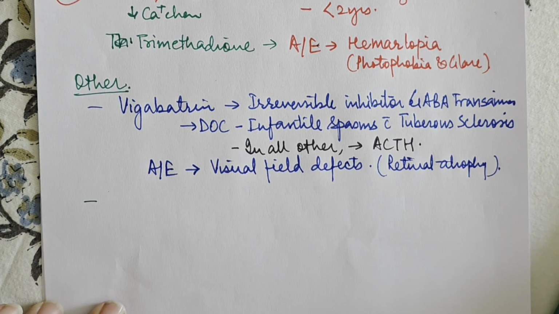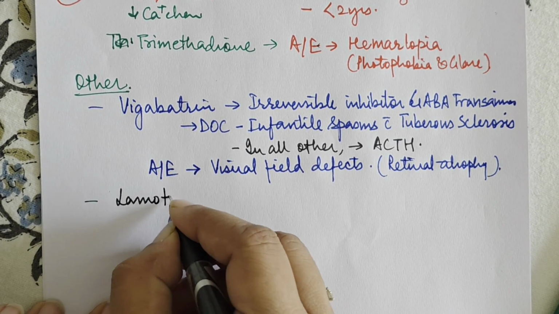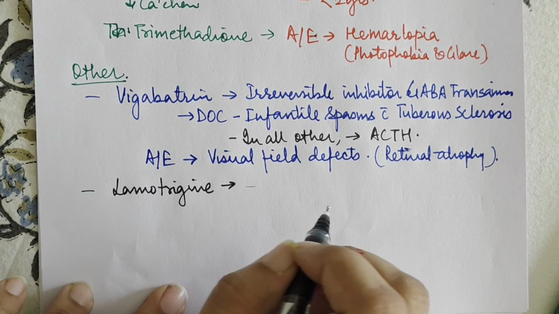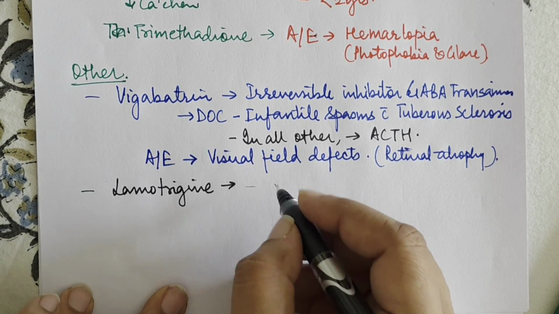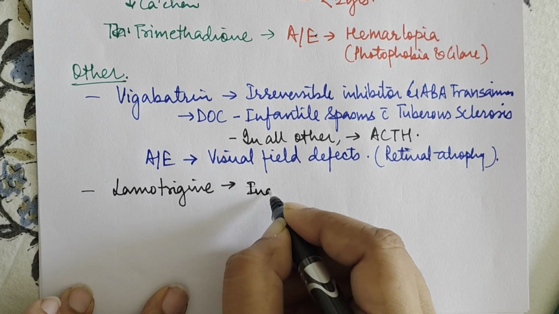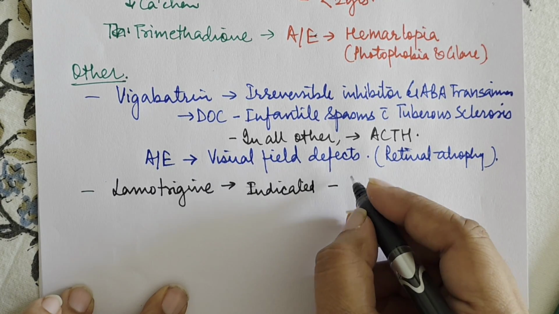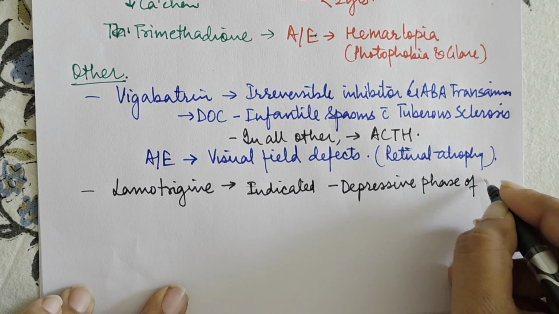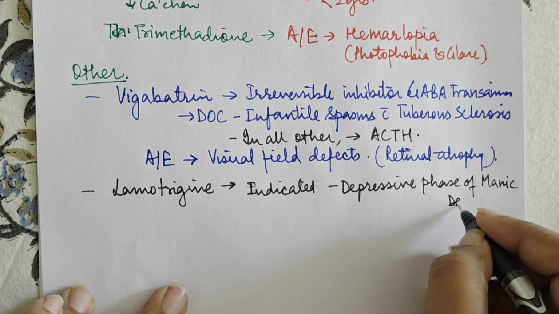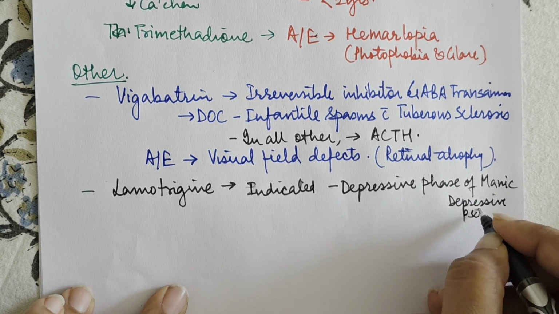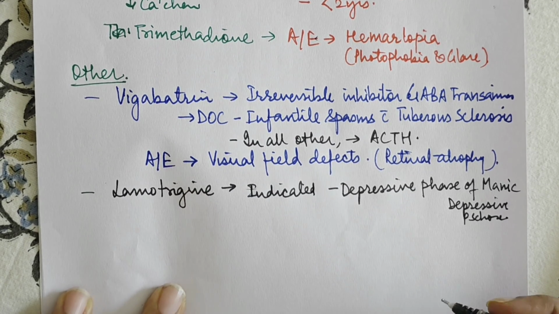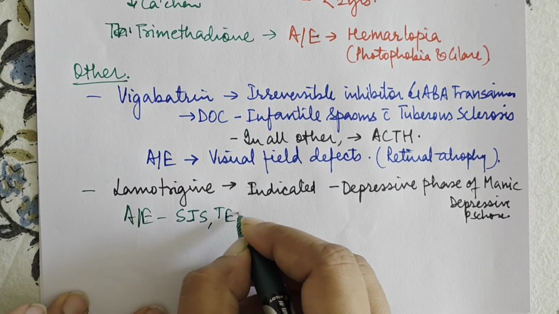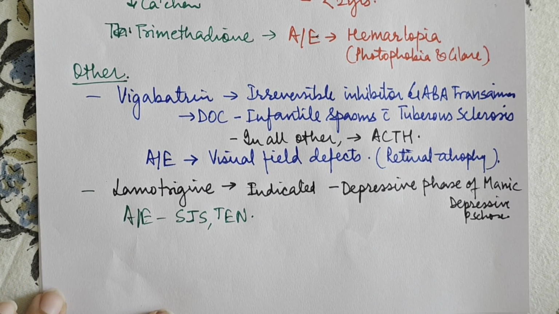Next drug that we have is lamotrigine. Now lamotrigine is a very broad spectrum anti-epileptic drug, and it is used for various seizures, including absence seizures and myoclonic. It is indicated for the depressive phase of manic depressive psychosis. It causes adverse effects, that is Stevens-Johnson syndrome and toxic epidermal necrolysis. These are important adverse effects of this drug.